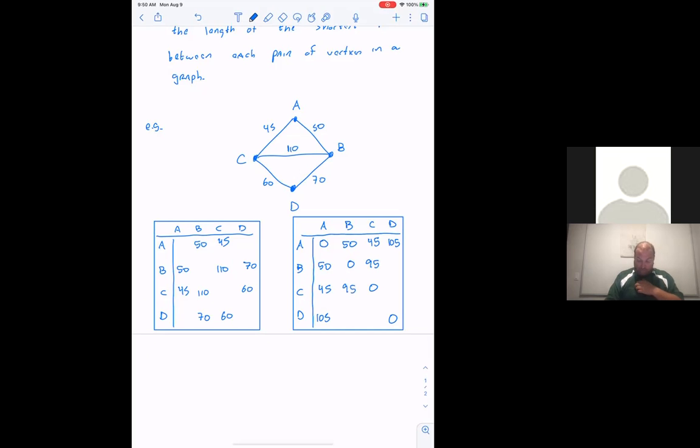So the shortest route from B to C in either direction will be 95. B to D, directly 70, and clearly just by inspection, nothing can beat that. And then finally, C to D, we have a direct route of 60, and by inspection, nothing can beat that. So this is the table of least weights. It's the shortest route between any two. That's going to be huge for this section.